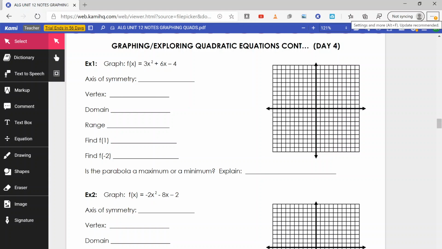We're going to do a quick review of graphing and exploring quadratic equations. I'm not going to be doing every problem that you end up seeing on the video, but I will do a few pertaining to the topics that we've covered so far. So again, graphing quadratic equations.